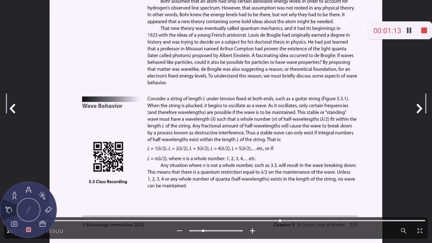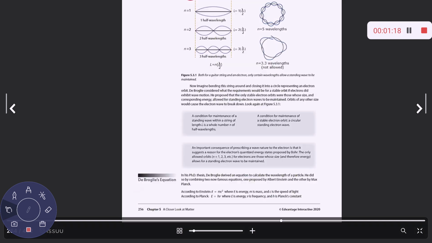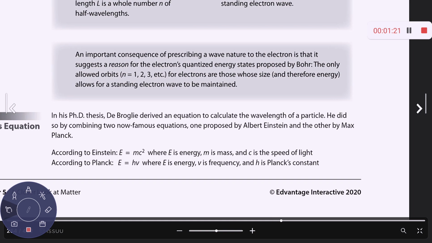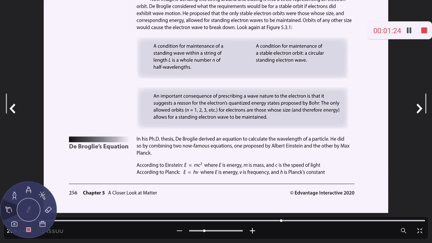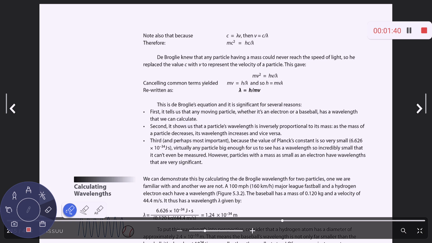But there's a couple things that I want to make note of. Turn to the next page. De Broglie had derived an equation to calculate the wavelength of a particle, and he combined Albert Einstein's equation, E equals mc squared, with Max Planck's equation to get, let's go to the next page. Derivation isn't necessary. He got this equation here. The wavelength is equal to h, Planck's constant, divided by m times v.